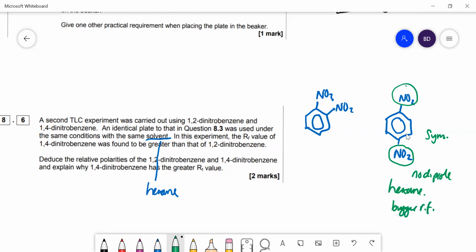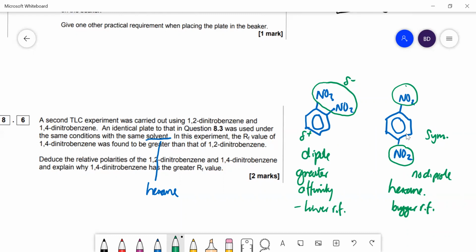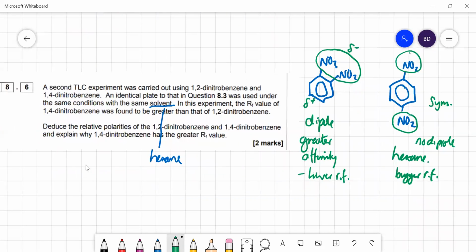Have a look at this one. It's not symmetrical. You've got all these electronegative groups on one side of the molecule, so that's obviously going to be pretty delta minus on that side, and delta plus on the other side. So that will have a permanent dipole. So that is going to have a greater affinity for the TLC plate, which is being coated with a polar substance. So it's going to have a lower RF value. Okay, so that's going into slightly more detail than you probably need to for 2 marks. You have to say that the polar one is not going to move so far. It's going to stick to the plate better.